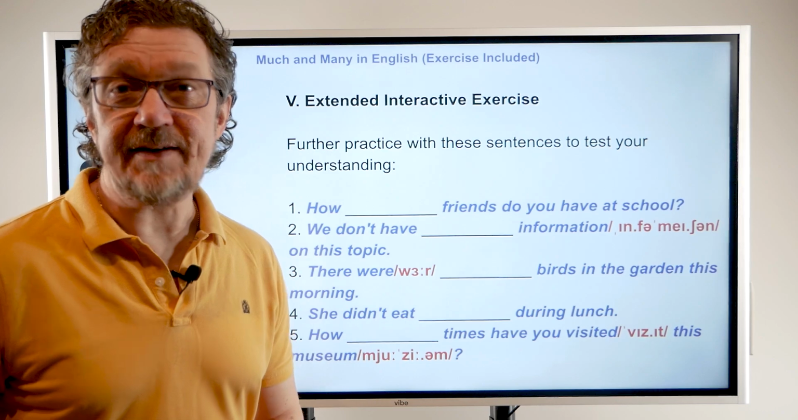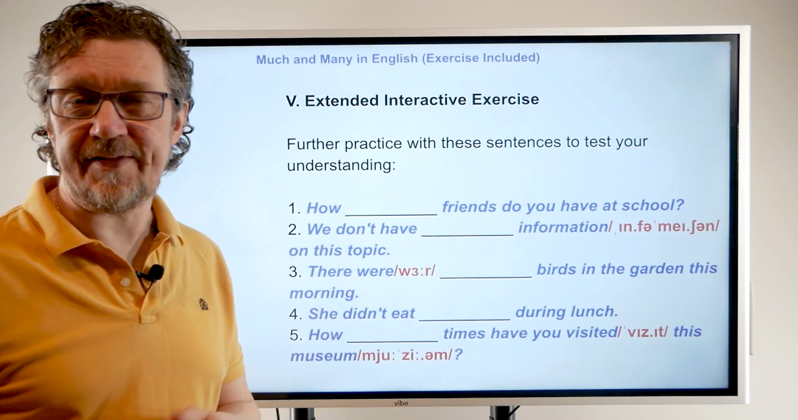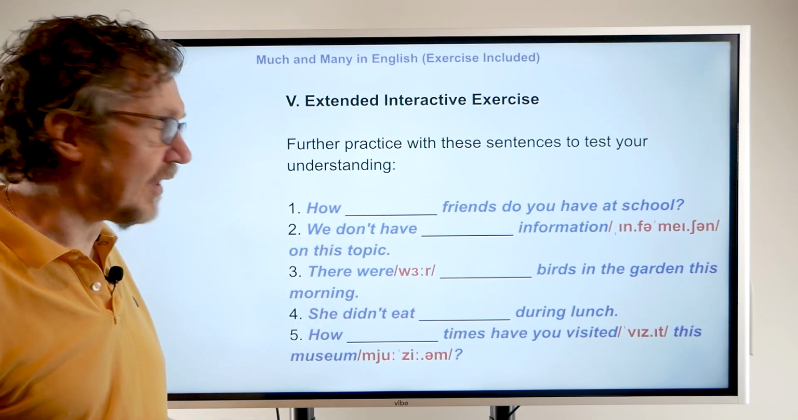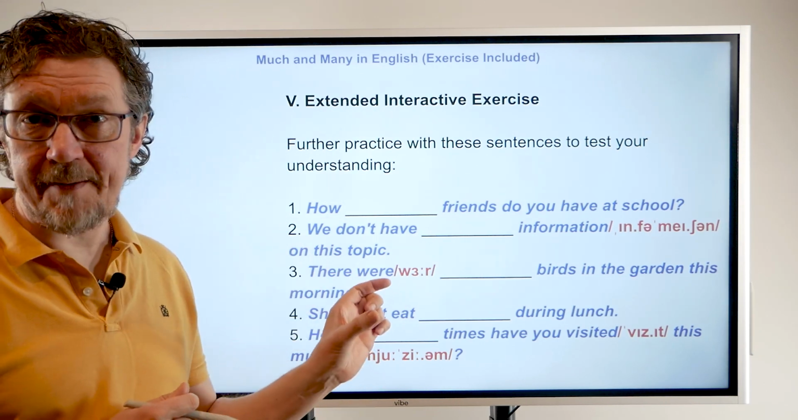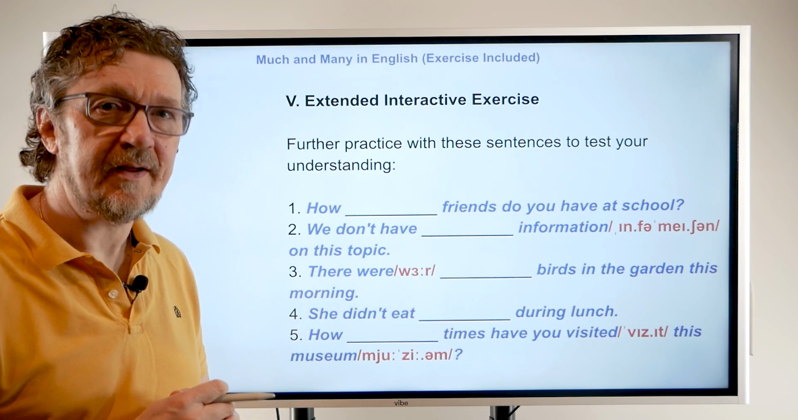Okay, let's have a look at some interactive questions, and these will help you just kind of place the words where they should be and just practice what you've seen. So let's go through them together. I'll read the sentence, I'll miss out the gap, and then you will place the right word, and then we'll see why we chose the one that we did.